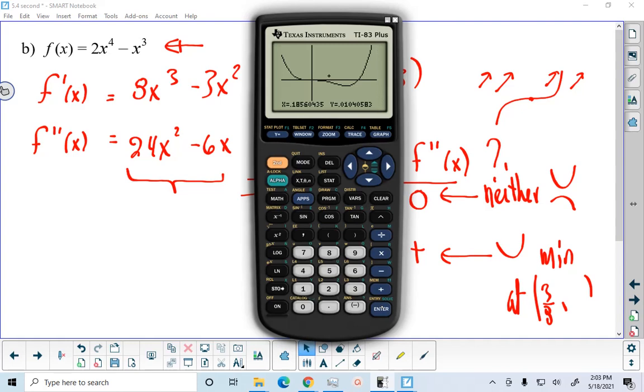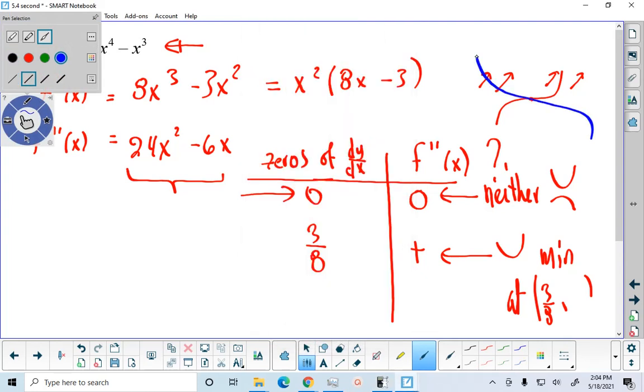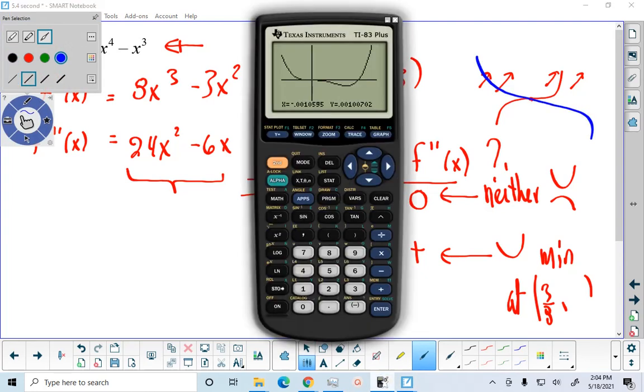There's that minimum at 3/8 comma f of 3/8, and at x equals 0 at the origin, it's not what I drew on the board. I drew it backwards. It should have been the other way around. It should have been that way, but you get the idea.